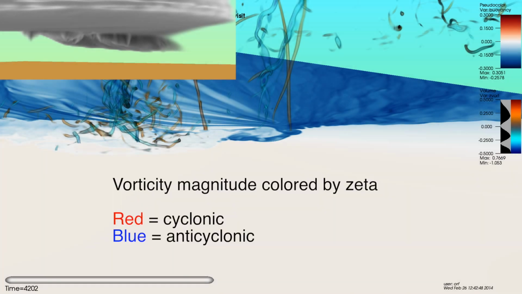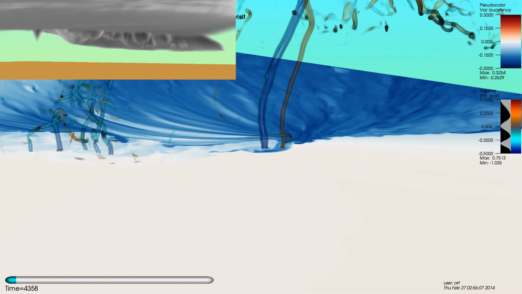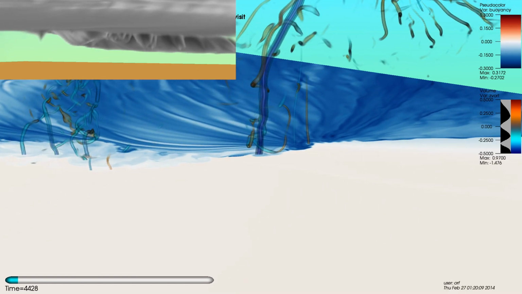So now I'm going to look at the vorticity field. Here's the storm for reference. You can see what it would look like. But I'm going to be looking at the vorticity magnitude. I'm coloring it by the vertical component. So red means cyclonic, blue means anticyclonic. I'm going to freeze it right here because this is tornado, pardon the phrase, genesis. So this is what it looks like right at the beginning.